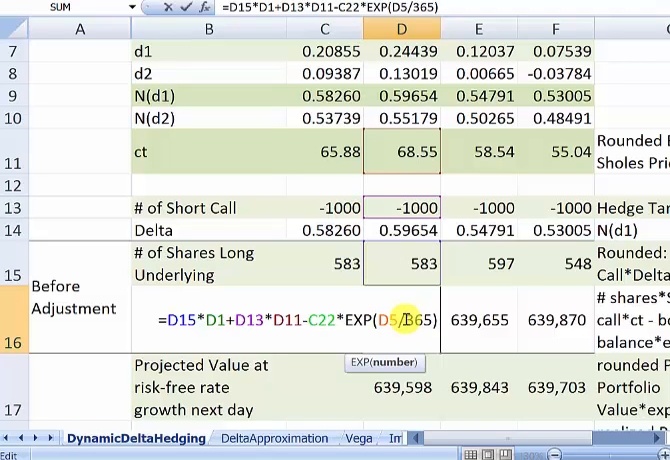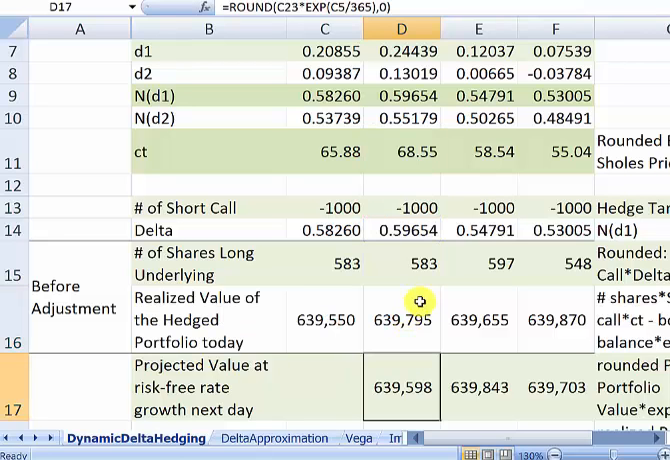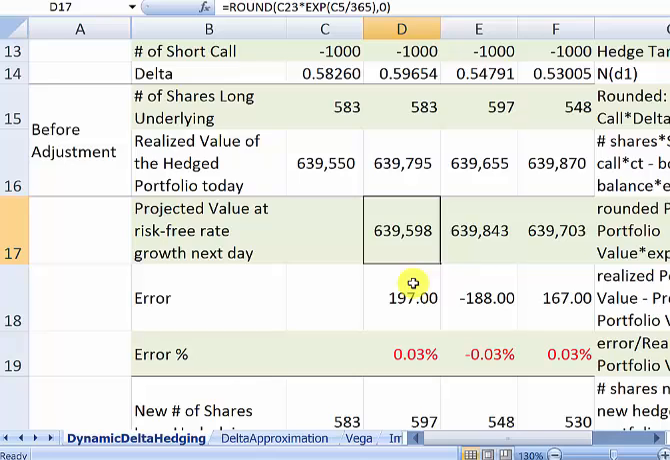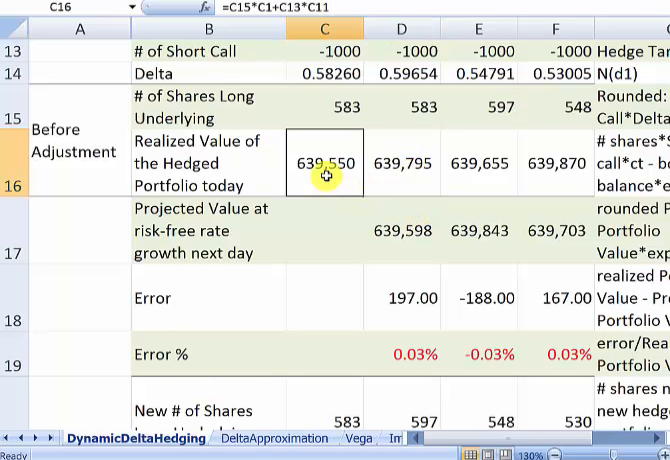So, because we sort of have no investment bond or lending or borrowing at a risk-free rate to start with, that part is zero, but it will not be zero once we have done the delta adjustment. This is the before adjustment realized hedged value of the portfolio. So from 639,550 to 639,795.